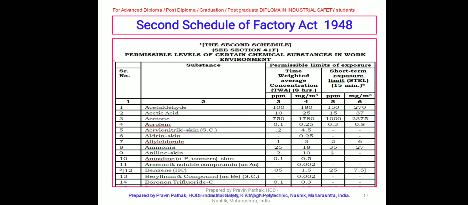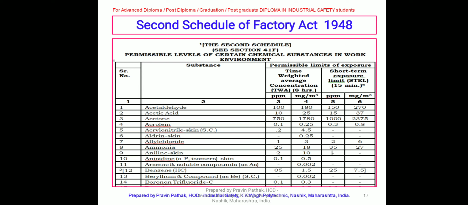Now the second schedule. The second schedule focuses on the permissible levels of certain chemical substances in the work environment. Where the employer or worker is working, that is called the work environment. So in the work environment, what should be the permissible level of a chemical substance? That is given under the second schedule.